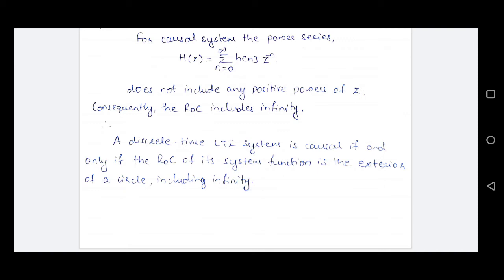By this we can define the nature of causality for the Z transform. A discrete linear time invariant system is causal if and only if the region of convergence of its system function is the exterior of a circle including infinity. So if the entire Z plane outside the circle is the region of convergence for a given Z transform, then the discrete linear time invariant system will be causal.